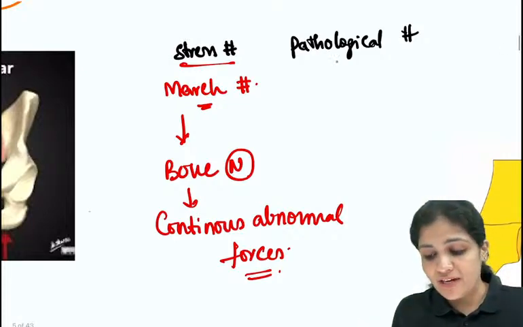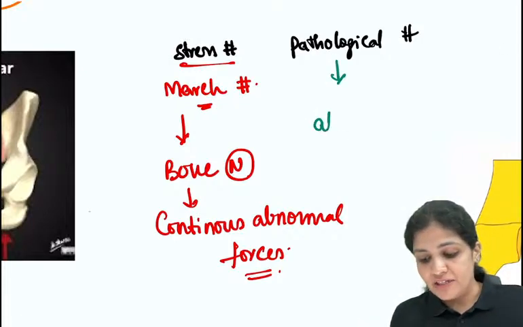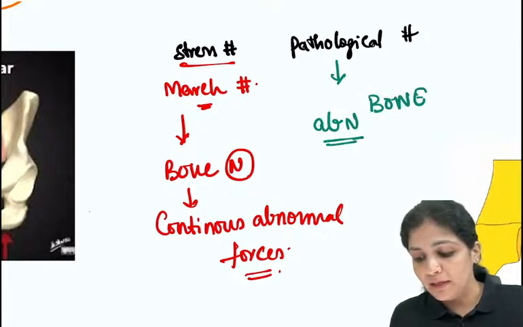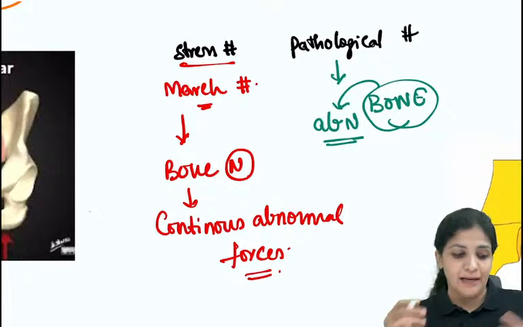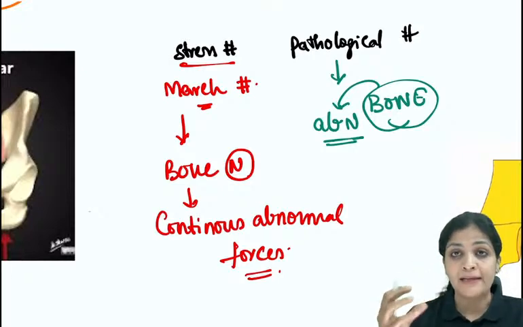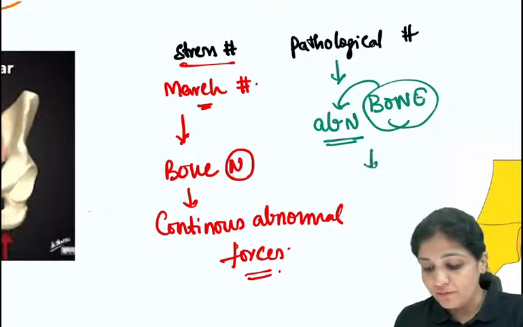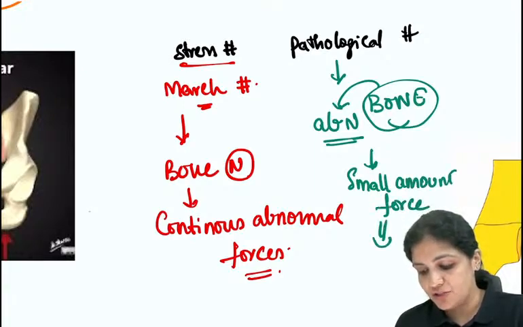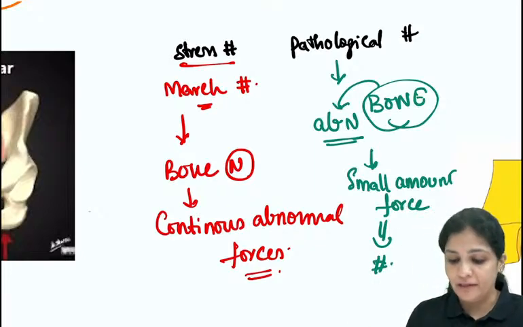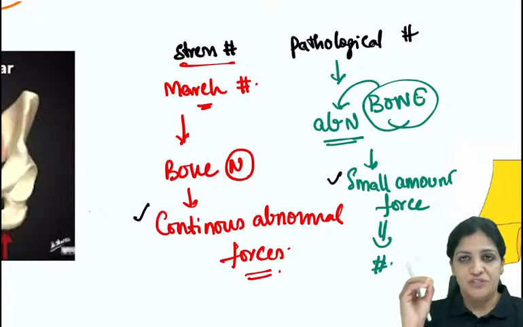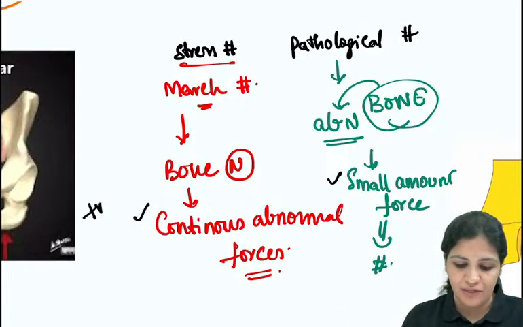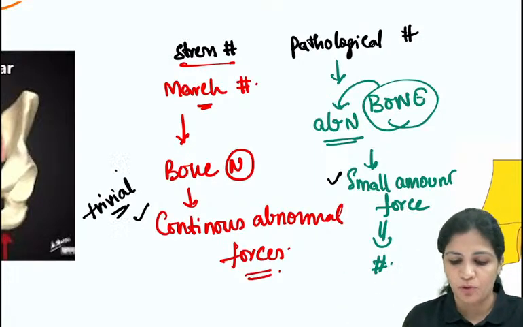What is a pathological fracture, on the other hand? What you have to remember is that the bone is abnormal. The bone here is not normal, so even a small amount of force or trivial trauma will result in fracture. The important key point is that the force acting in both stress and pathological fractures is trivial, that is, minimal force on both bones.